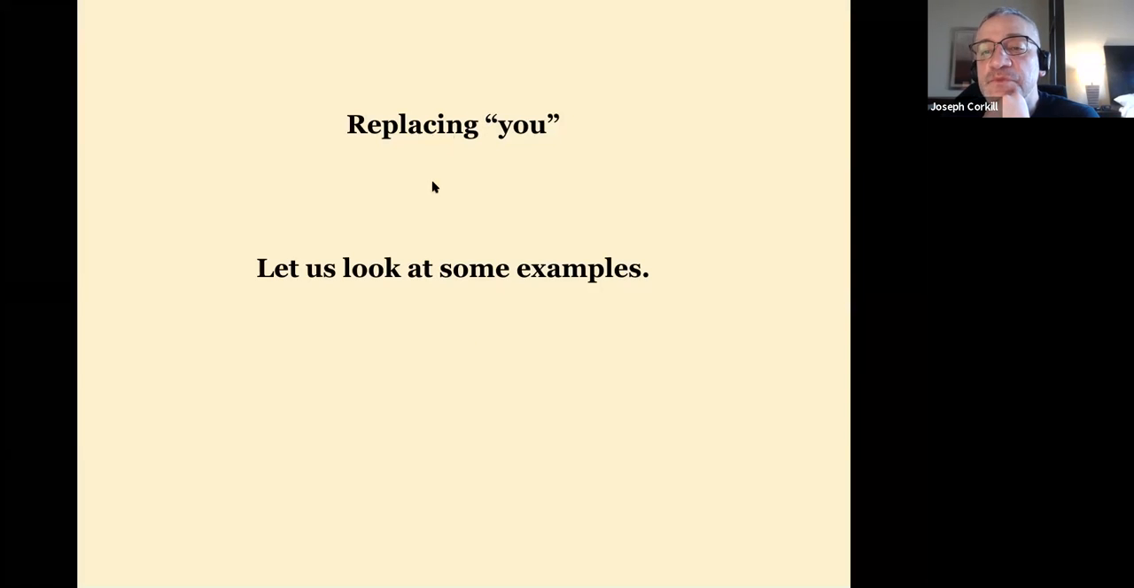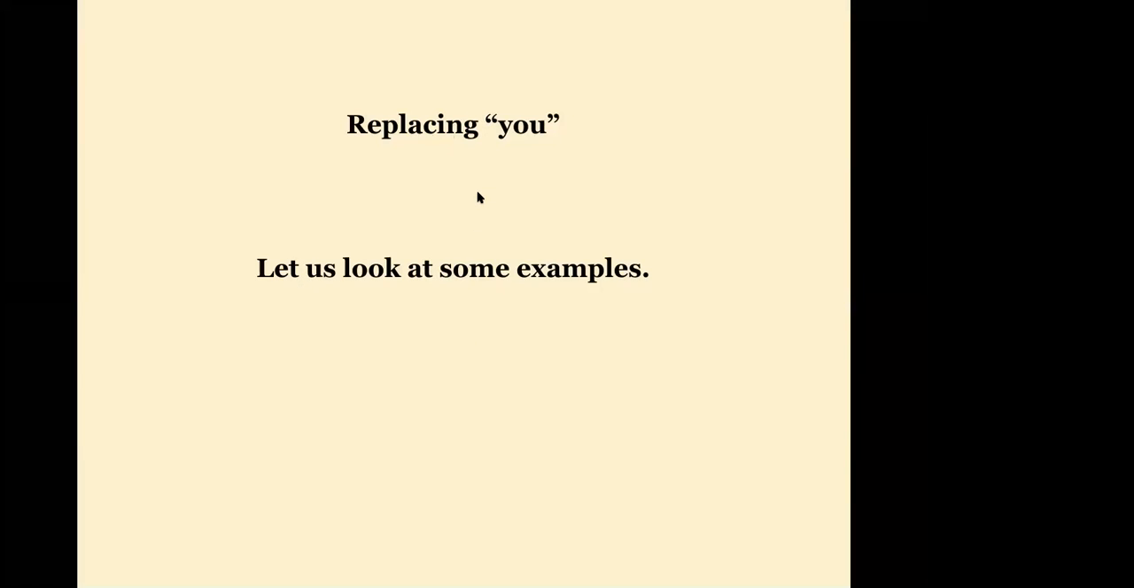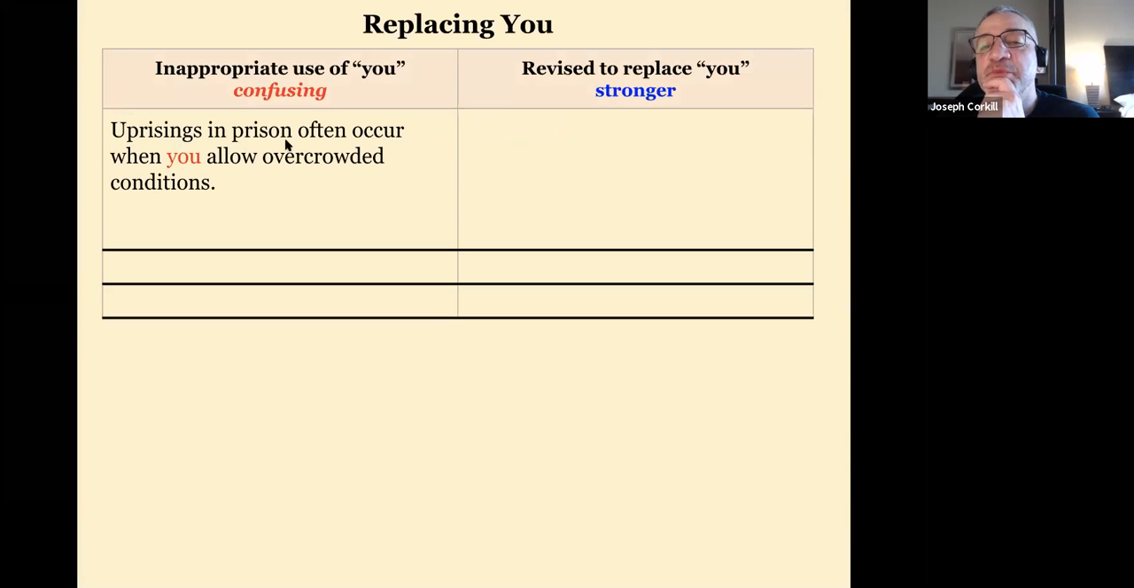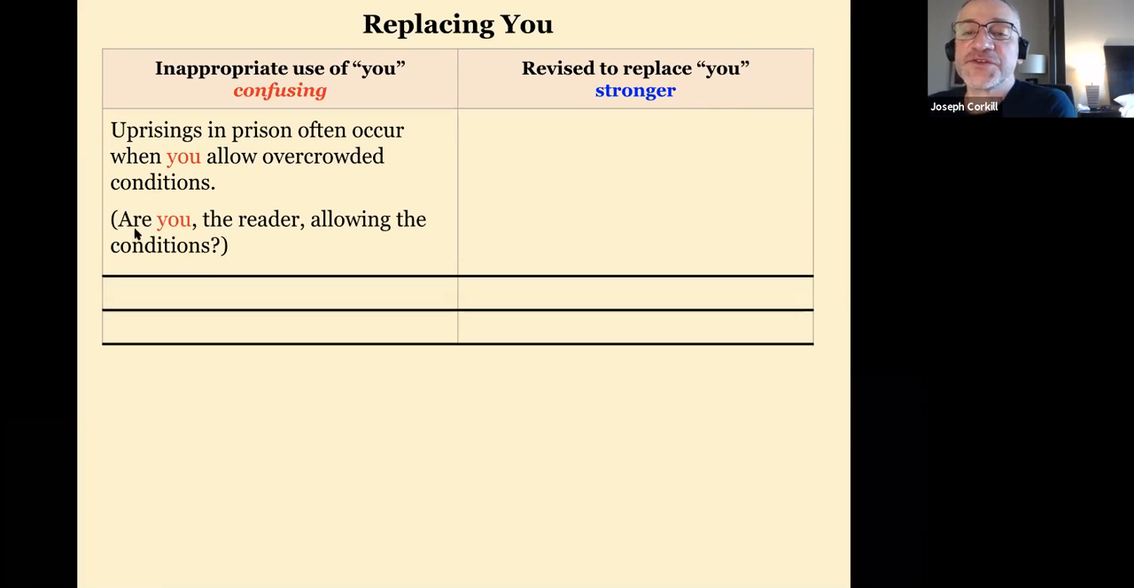Replacing you. Let us look at some examples. Inappropriate use of you is confusing. Right? Uprisings in prison often occur when you allow overcrowded conditions. Whether or not that's true, the thing is, are you the reader allowing the conditions? When you use you, you make the reader feel like it's them that is making the prison overcrowded. And that's not what you meant, right?